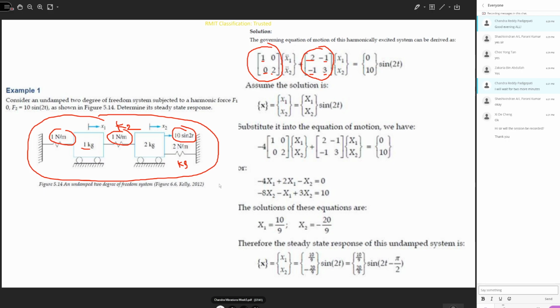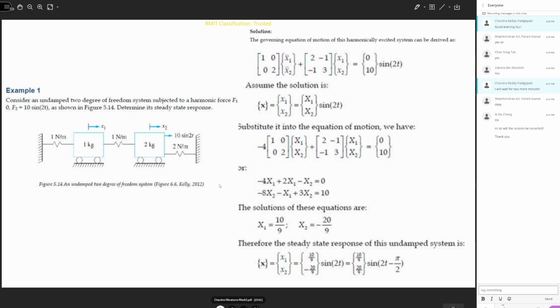This is equal to the force matrix. The first element of the force is 0, so there is no force on M1. The second force element is 10 sine omega t. 10 is the magnitude of the force, then sine omega t, and omega in this case is 2. This is how we can write the equation of motion for the system.